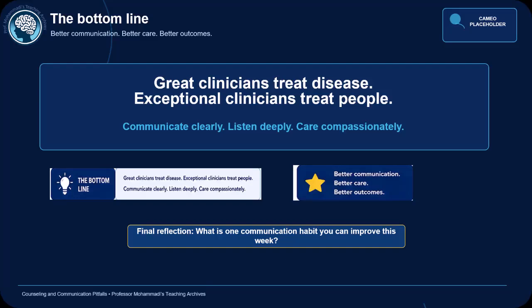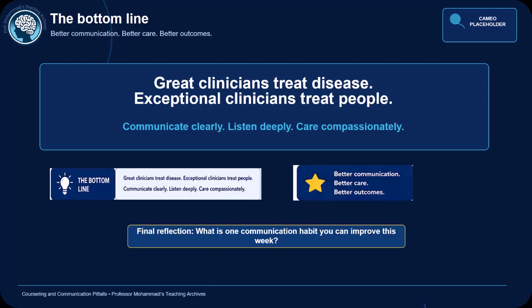Communication is not separate from clinical competence. It is one of the ways clinical competence becomes meaningful to patients and families. Clear explanations reduce confusion. Deep listening builds trust. Compassionate responses support healing. As a final reflection, think about one communication habit you can improve this week.